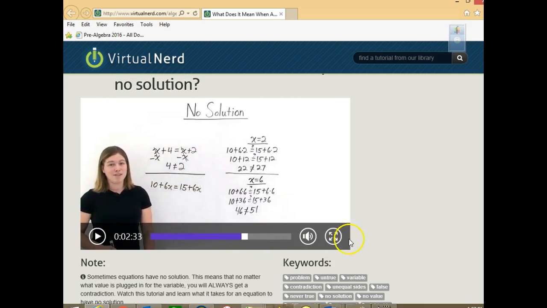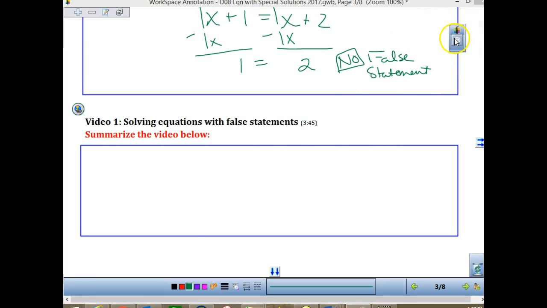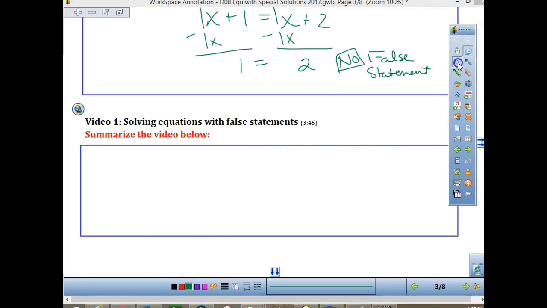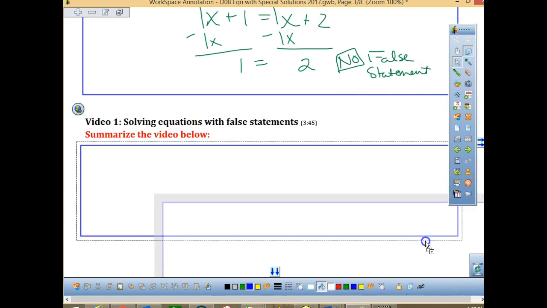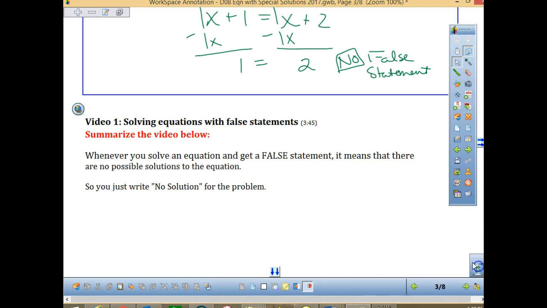So if we are going to summarize that video, whenever we get a false statement where it is not true, what would we say the answer is going to be? No solution. So here's what I want you to write down. When you get a false statement, it means there's no possible solution. You will write no solution.